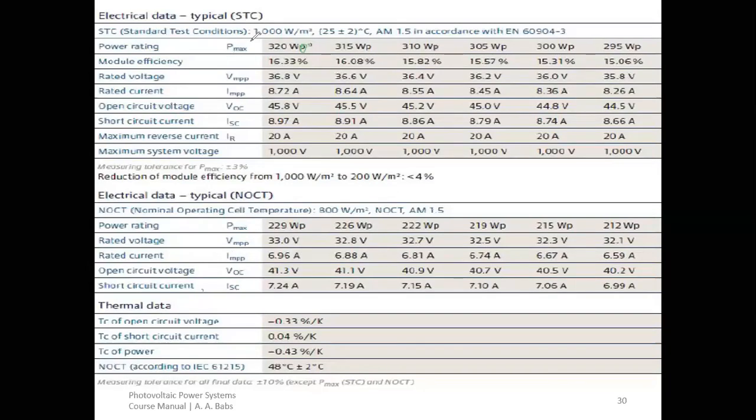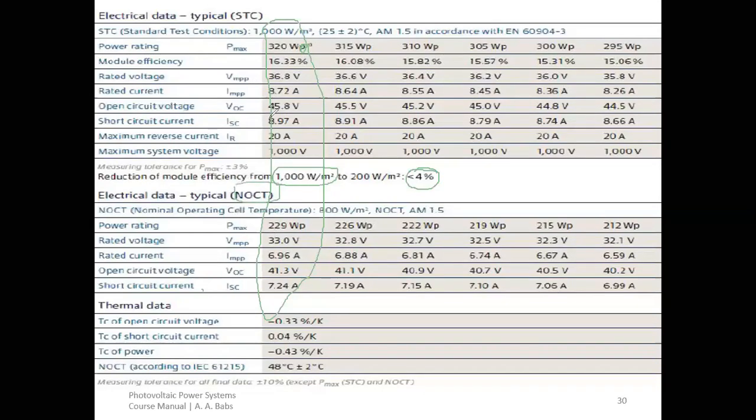But let's say we look at just this column alone. What you see is that the maximum power is 320 watt, which is the rated power of the module, usually rated on it. The module efficiency is 16%, as you can see here. You can see we have the rated voltage, VMPP 36.8, the rated current, the open circuit voltage, the short circuit current, the maximum reverse current, and the maximum system voltage, as you can see here. These are other data using the NOCT model.